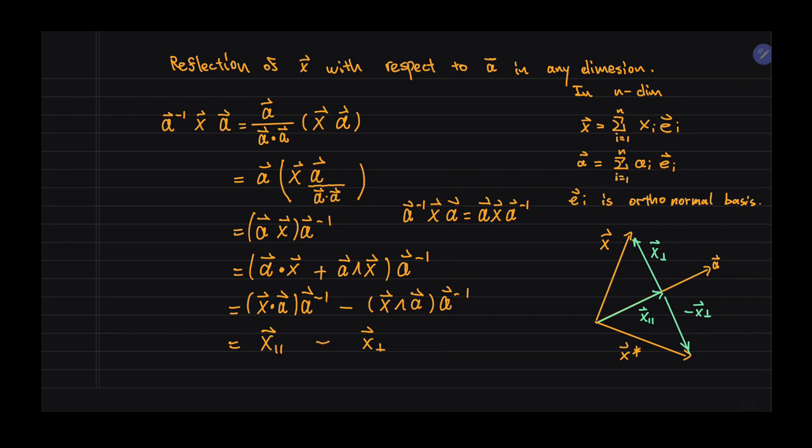So with this, if we want to have a reflection, we can directly use the formula a x a inverse, and this gives you the reflection of x on a. And remember, by definition, this is equal to x star. So this will give you the answer right away.